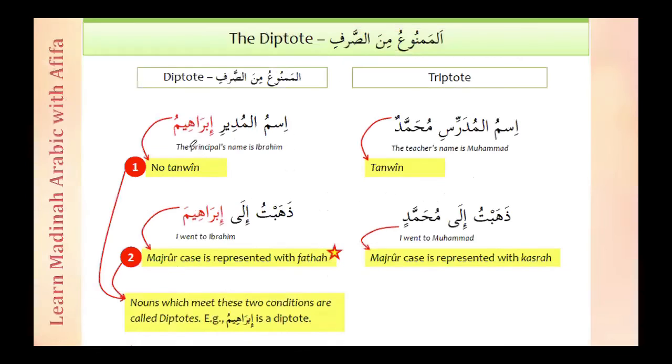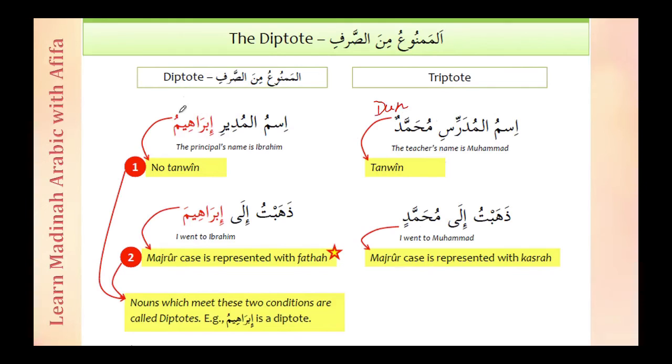But basically the reason for covering this in this lesson is because sometimes there are certain words. We talked about diptote, which is, for example, you go Muhammadun, Muhammadin, we talked about this, but diptote means the cases function a little bit differently. So in this case, Ismul Mudarrisi Ibrahimu. See here, Ismul Mudarrisi, the teacher's name is Muhammadun. You say dun, right? Dun, tanween.